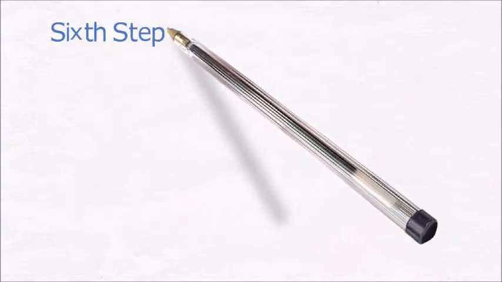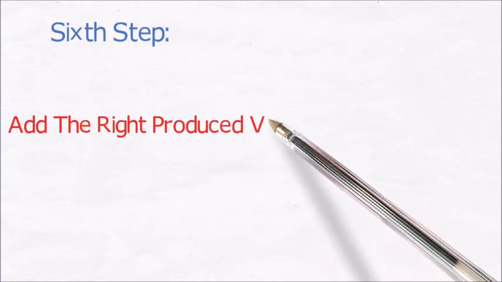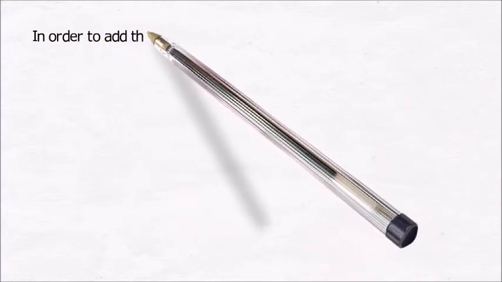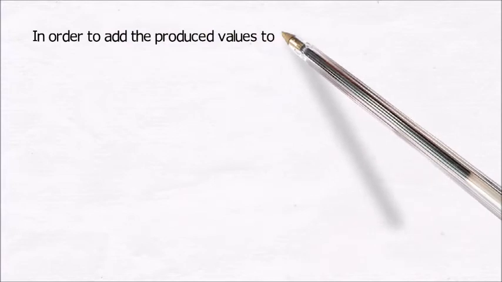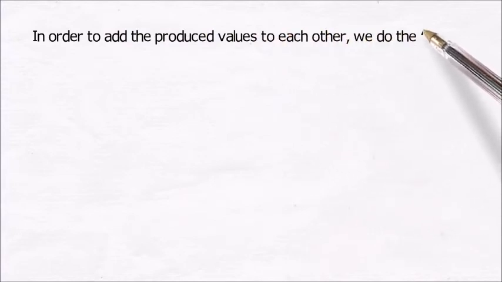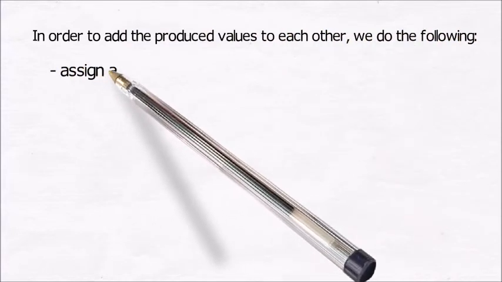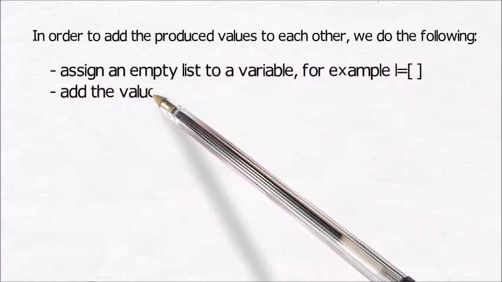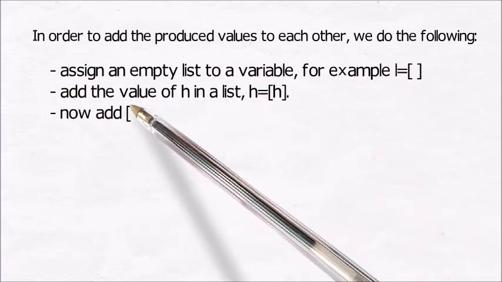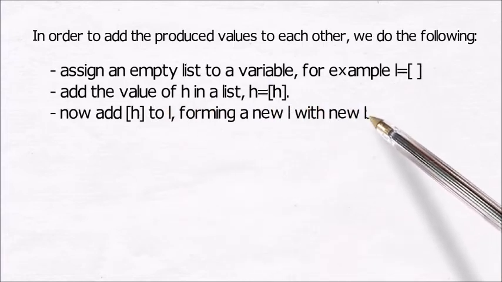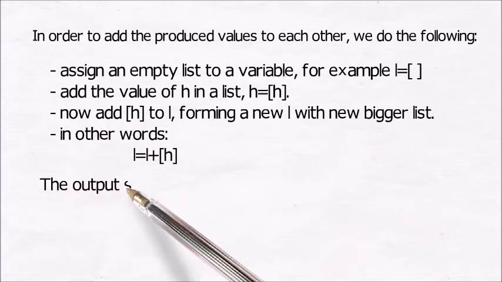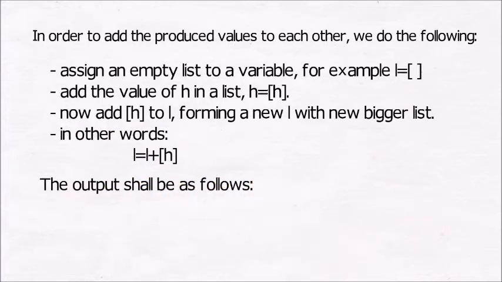Sixth step, add the produced values into one new list. In order to add the produced values to each other, we do the following. Assign a new empty list to a variable. For example, L equals empty list, and the value of h in a list equals list of h. Now add list of h to L, forming a new, bigger list. L equals L plus list of h. The output shall be as follows.